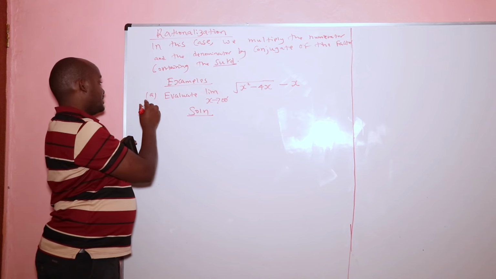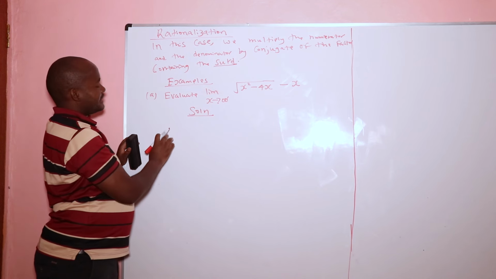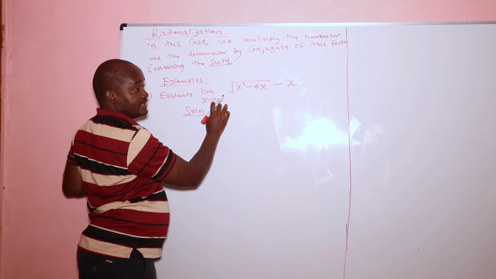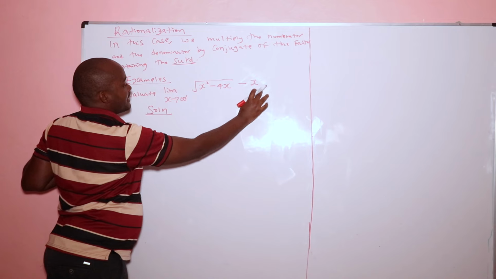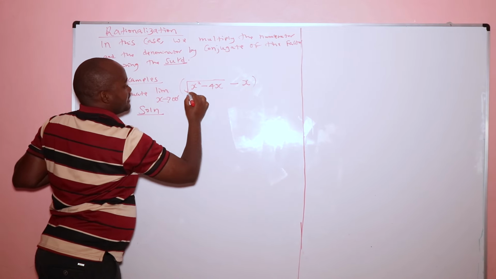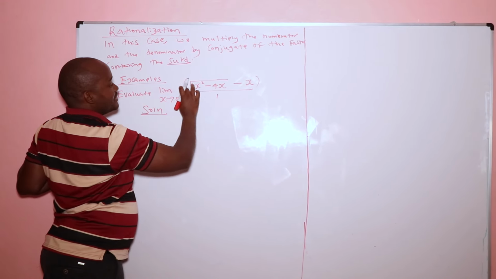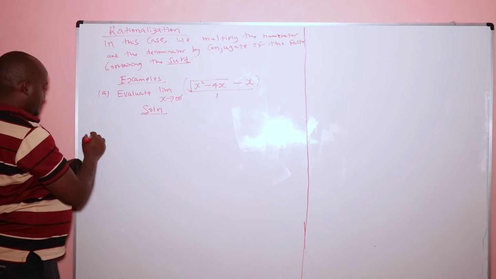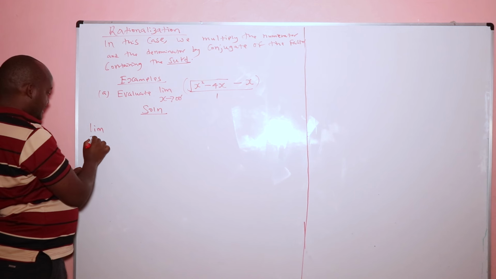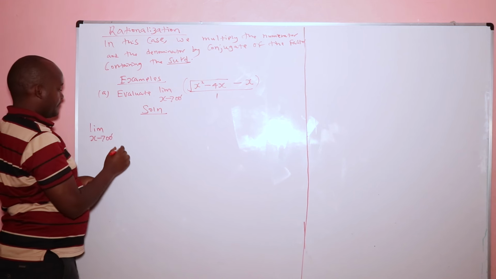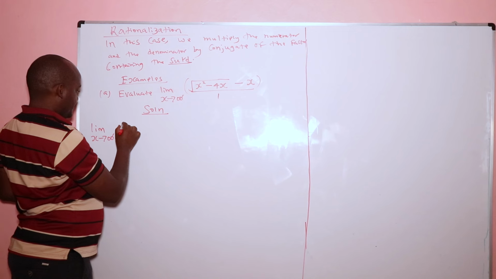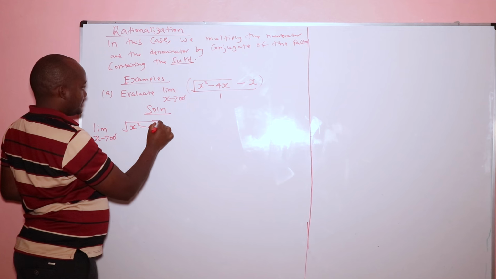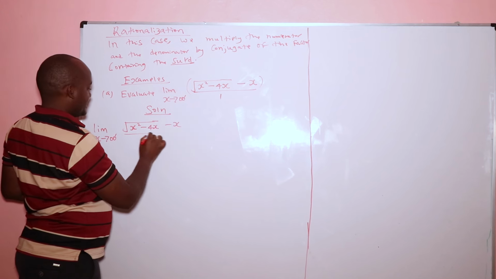So let us go straight to an example. In this particular case we have the first one: evaluate the limit as x approaches infinity of this particular function that is given here. This function is under 1, so meaning that your numerator is in surd form and the denominator is just 1. So the solution would be the limit as x approaches infinity of root of x squared minus 4x, minus x, divided by 1.